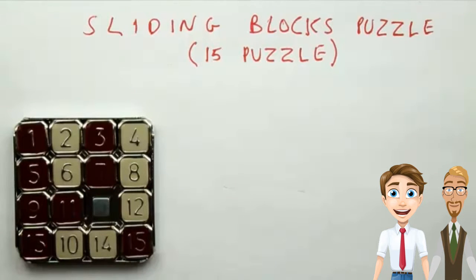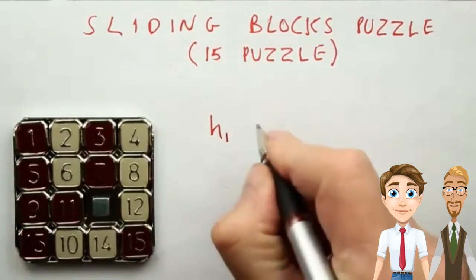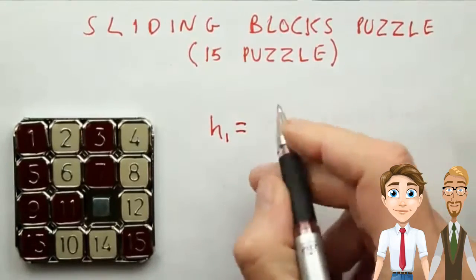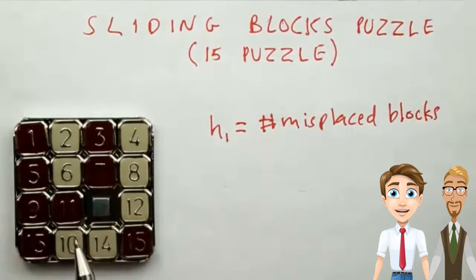Now the question is, can we come up with a good heuristic for this? Let's examine that as a way of thinking about where heuristics come from. The first heuristic we're going to consider we'll call H1, and that's equal to the number of misplaced blocks. Here, 10 and 11 are misplaced, because they should be there and there respectively. 12 is in the right place, 13 is in the right place, and 14 and 15 are misplaced. So that's a total of 4 misplaced blocks.